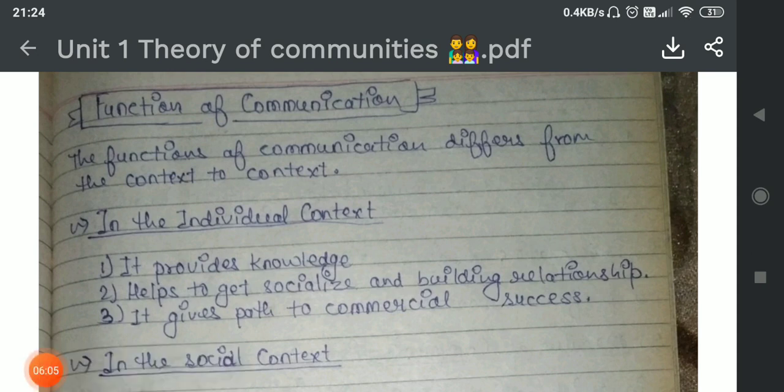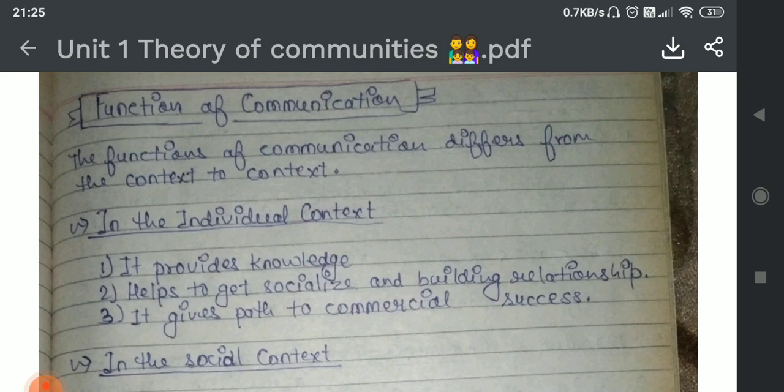Now we have function of communication. So function of communication keeps differing from context to context. It would be different depending on the context that we are talking about. First one is in the individual context. So in the individual context, you can think, suppose what is the benefit of communication for you? If you think, you'll get at least 5 points.